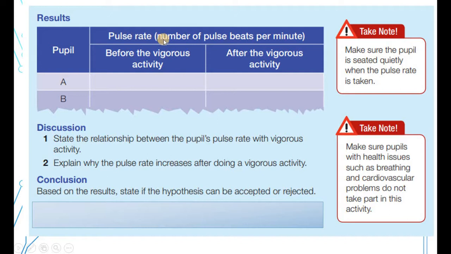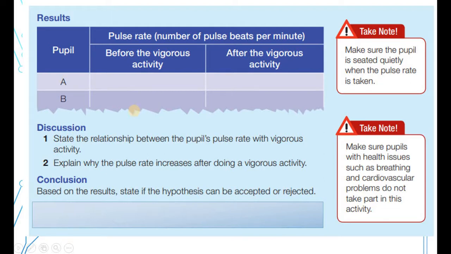How to get the pulse rate? Number of pulse beats per minute. And you have to count it here for 4 pupils, before and after. Right. After you get the data, I want you to draw a bar chart. Draw a bar chart. Okay, use graph paper to draw a bar chart.